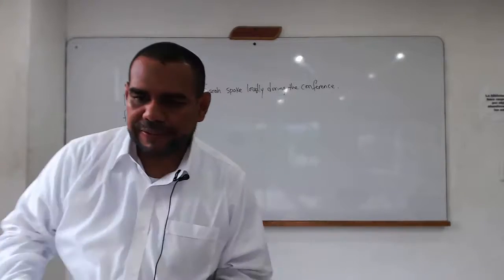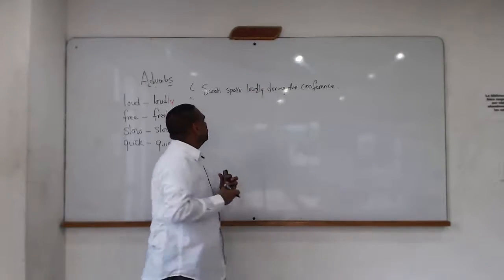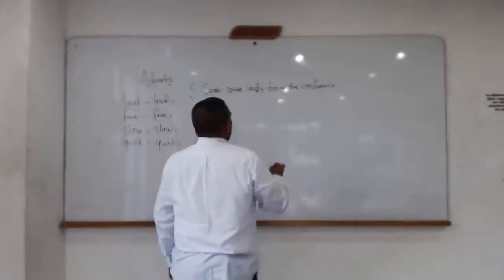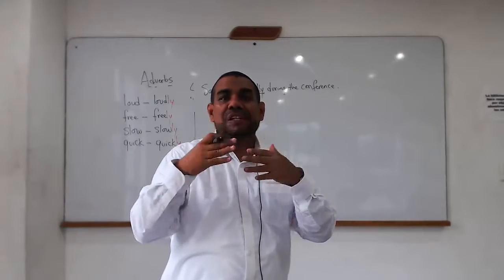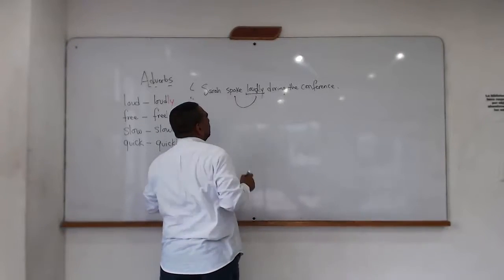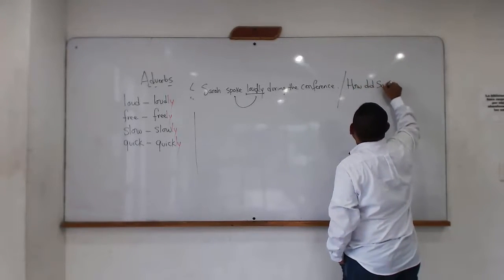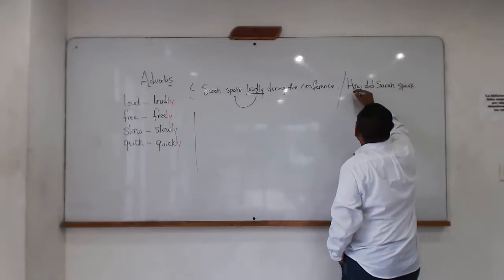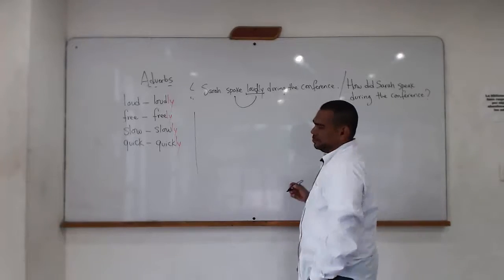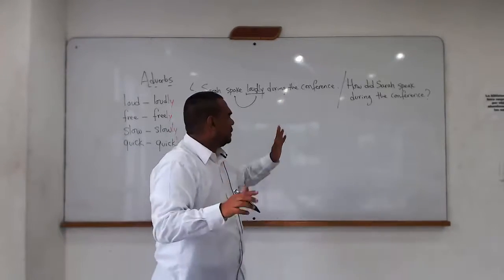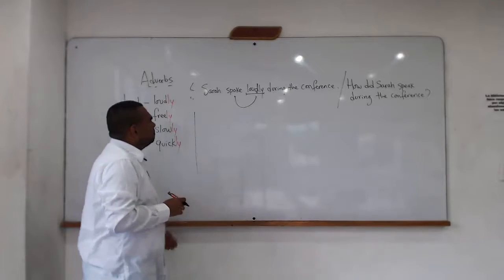Sarah spoke loudly during the conference. We can find that this refers to a circumstance, and that circumstance is how. So it refers to the verb. We can actually ask a question starting from this, which can be, how did Sarah speak during the conference? Okay? How is the key term in that case, because it finds out the way and the manner things are done.